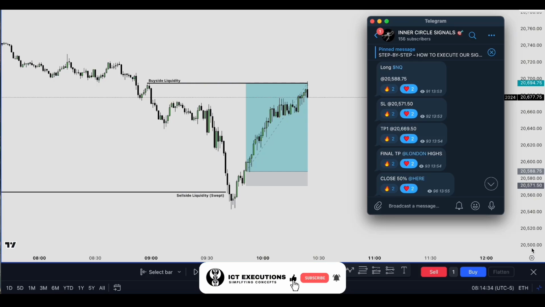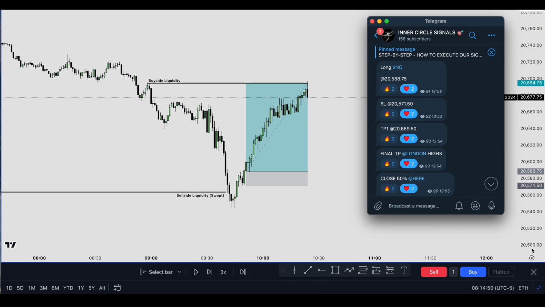In today's video, we're going to be breaking down an absolute banger of a trade that we took with the VIP group, and that actually ended up running for over 110 handles on NQ. Let's get straight into the breakdown.